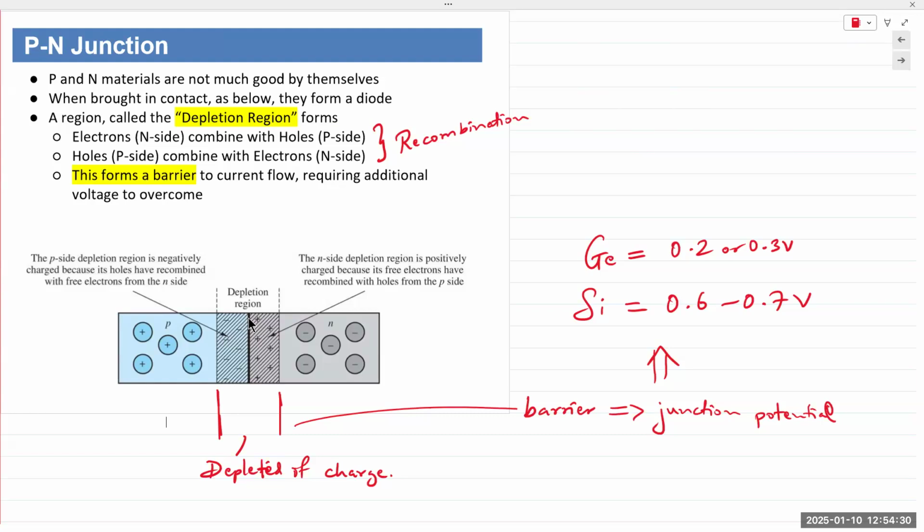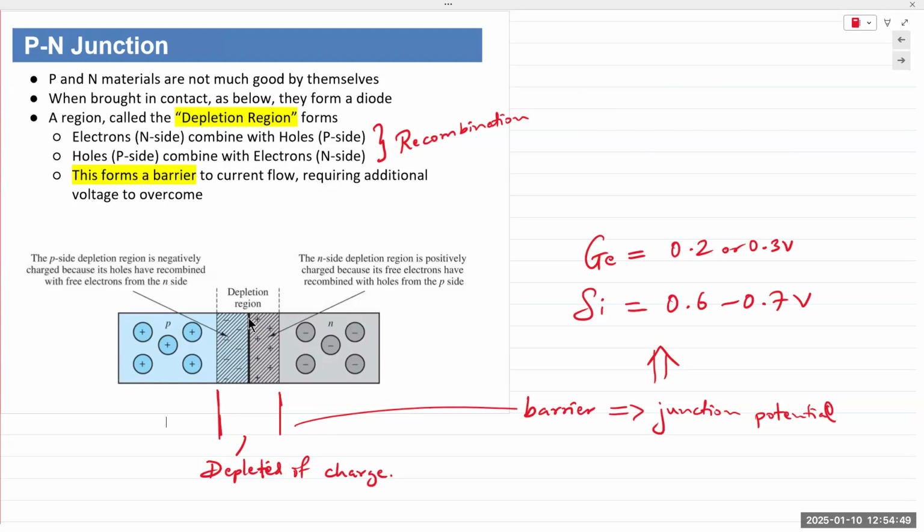Holes are attracted to electrons, positive and negative charges attract. So the assumption would be it just keeps continuing until the charges are all neutralized, right? But the reason it doesn't happen is because when they cross over and recombination occurs, an electric field is established.